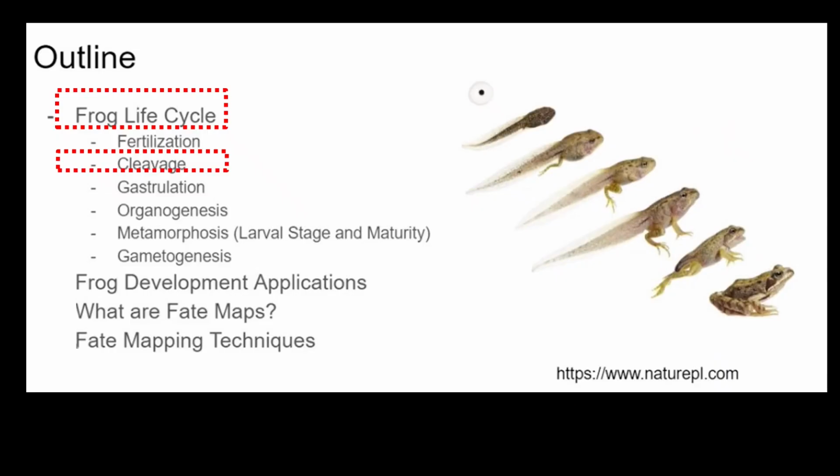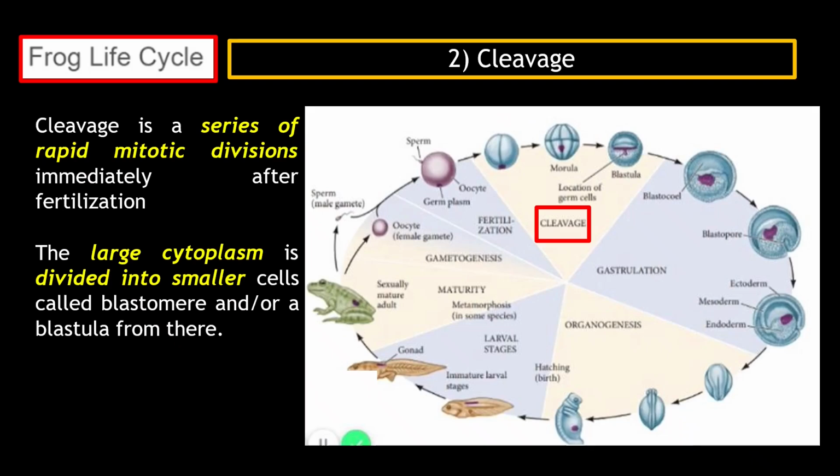Okay, so we talked about fertilization. Now let's talk about cleavage. You can find it here. The fertilization is done, and what happens in this stage, as you see, is that the zygote starts dividing, and it goes through a morula, which, if you remember, we talked about in the previous class, and the blastula.